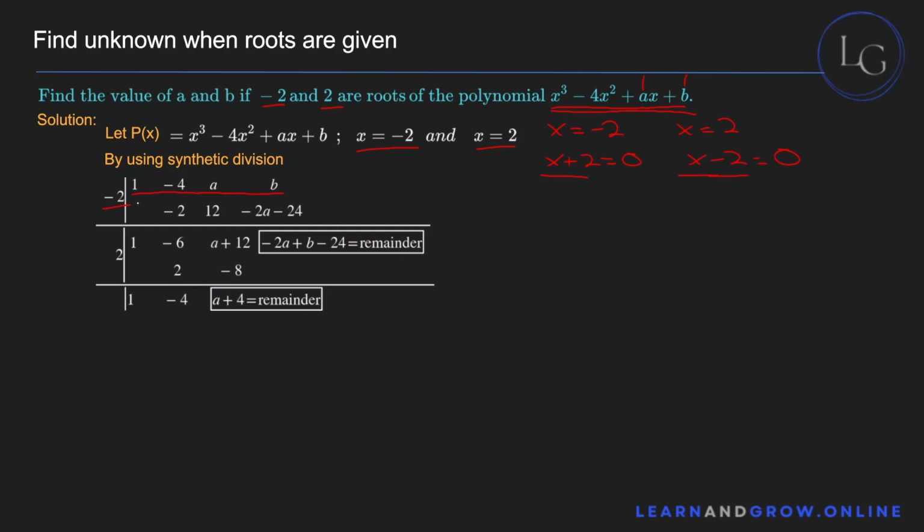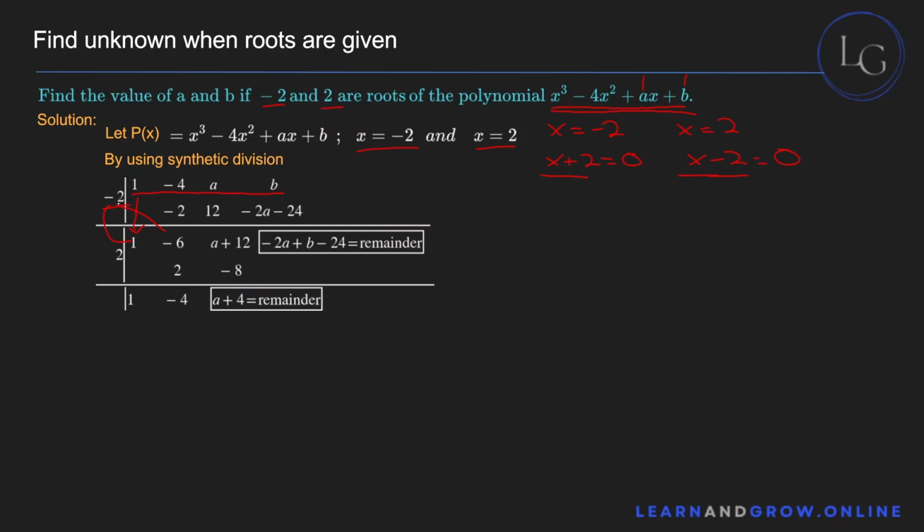So first you'll write down this 1 as it is. You'll multiply this minus 2 with this 1. The result, which is minus 2, will be written down underneath the next number, which is minus 4. Now, you'll add up minus 4 and minus 2. That will give you minus 6. You'll multiply this minus 2 with this minus 6. And then the result, which is 12, will be written down underneath the next number, a. And then you'll add a and 12. So that will give you a plus 12.